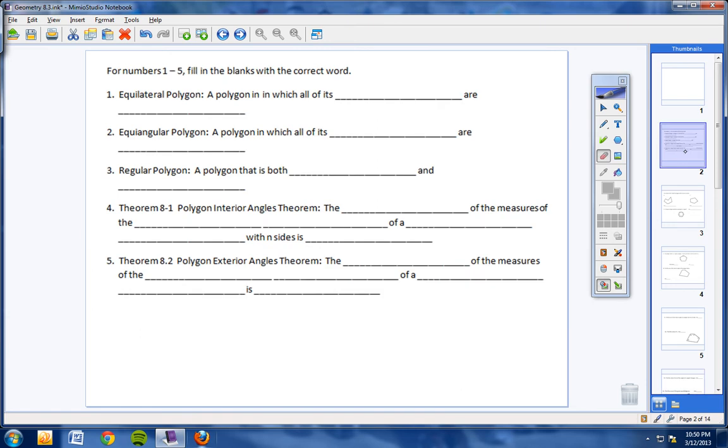Okay, everybody should be done with your quiz by now, so I'm going to quickly scribble these words in for you. Equilateral: a polygon in which all of its sides are congruent. Equiangular: a polygon in which all of its angles are congruent. A regular polygon: a polygon that is both equilateral and equiangular. And by the way, those two words could be turned around.